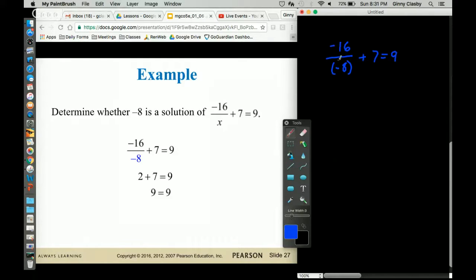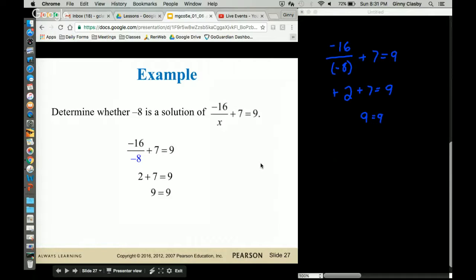All right, so you have negative and a negative, that's going to be a positive. 16 divided by 8 is 2, plus 7 equals 9. 7 plus 2 is 9. 9 equals 9. So your answer to this one would be yes. Yes, this is a solution to this problem. Okay.